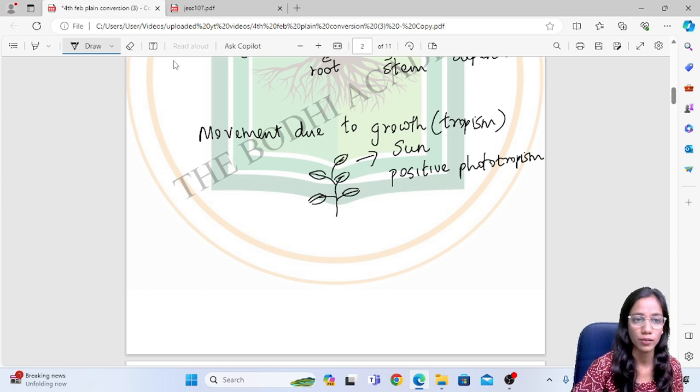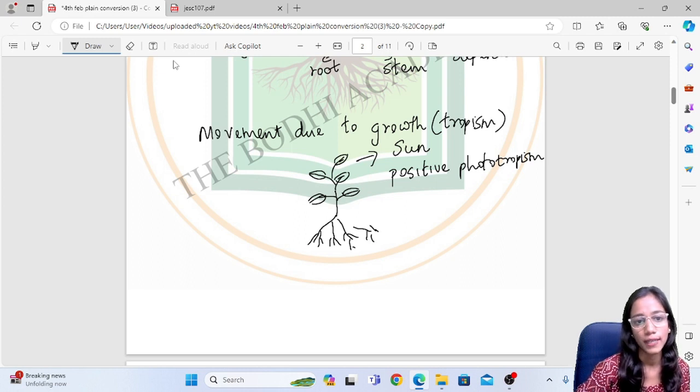Positive phototropism. Now we know that the plant growth is not just upward, but the plant is also growing downwards in the form of roots, inside the soil. If the upward movement is positive phototropism, the downward movement becomes negative phototropism, because it is opposing the sun as the stimulus.